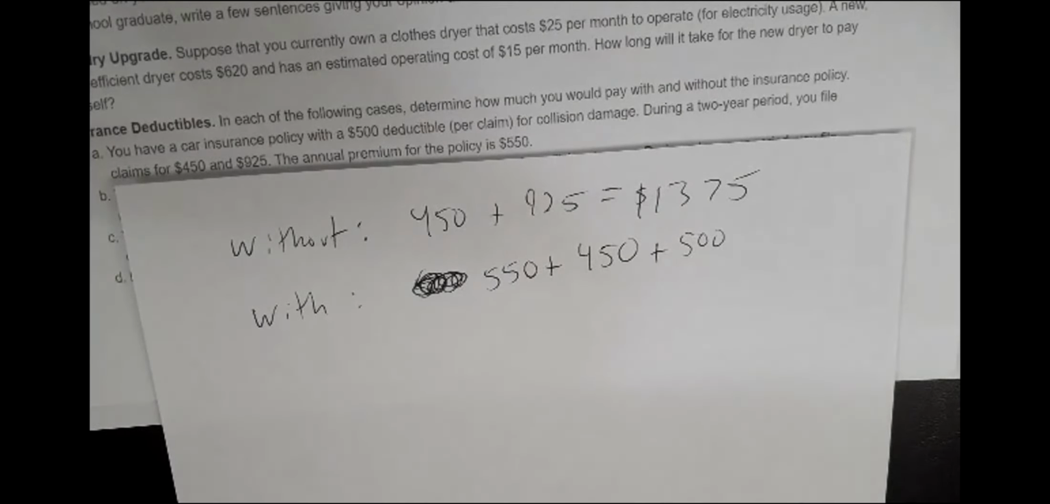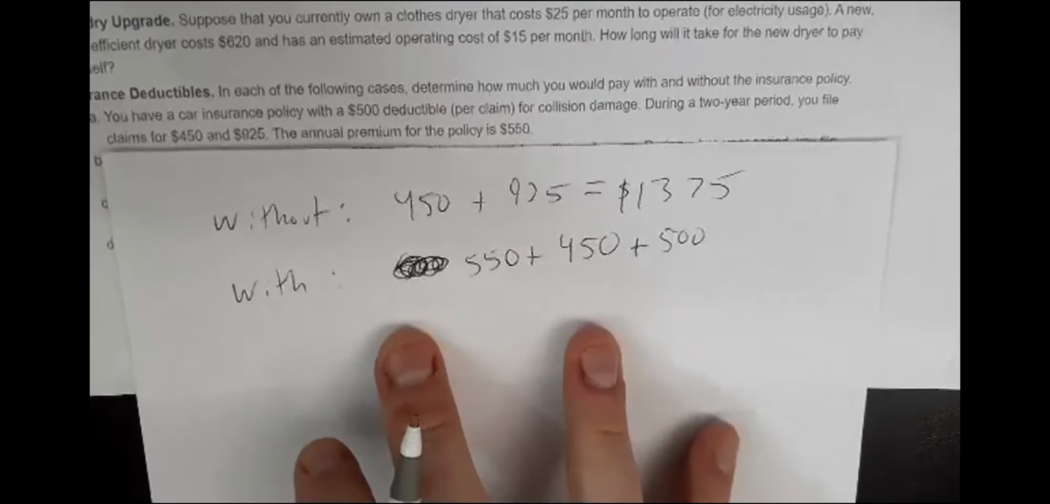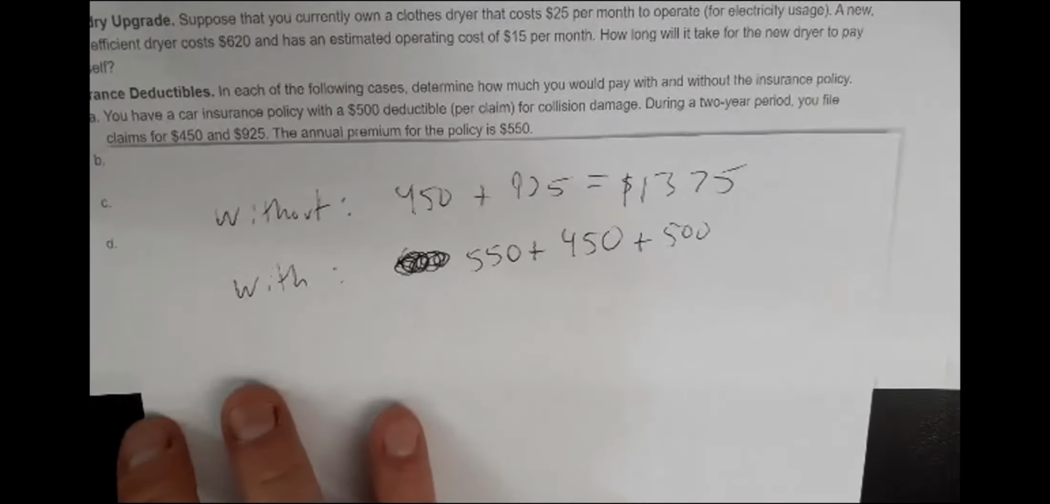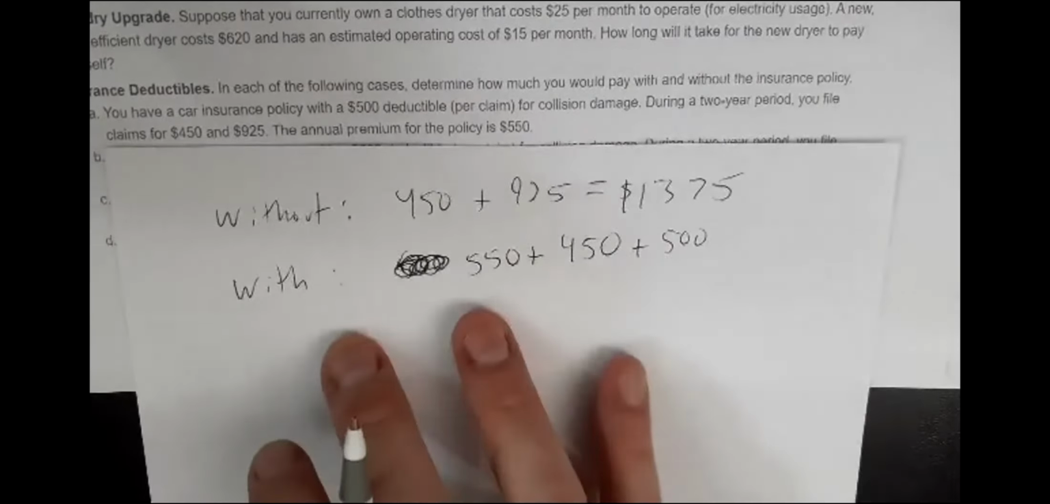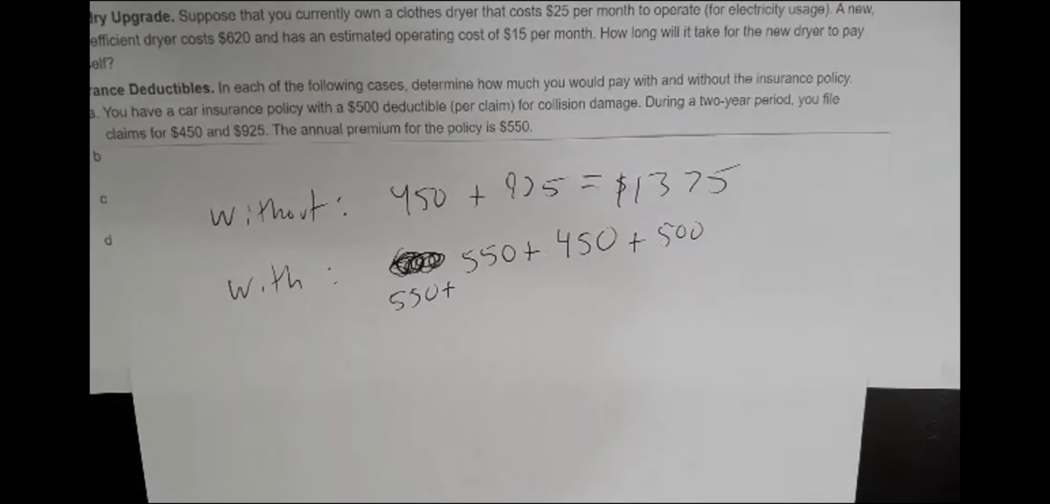Did they really do this? 5, 10. So I'm paying $550. I'm paying $500 deductible per claim. Oh, I'm paying $550 twice. Shoot. I'm paying that premium 2 times because I'm doing this over 2 years. That's what's happening.